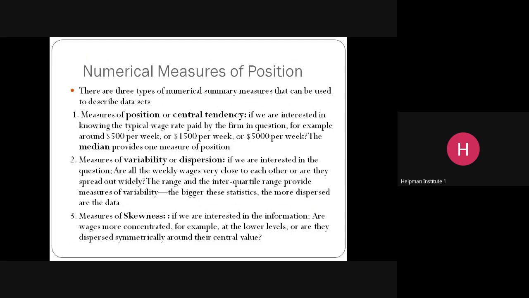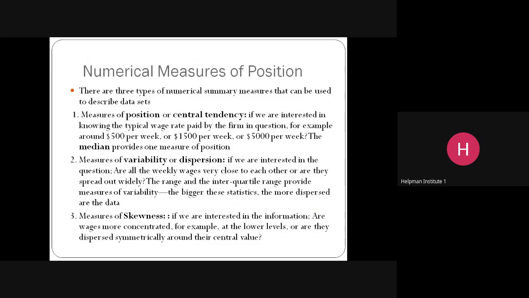Now we also have measures of variability or dispersion. Take for instance, we have a question: are all the weekly wages very close to each other, or are they spread out widely? So we employ the measure of variability or dispersion. We'll see how widespread they are across the data. And we use mostly the range, the interquartile range, and then the variance, and then the standard deviation. These are measures of dispersion.